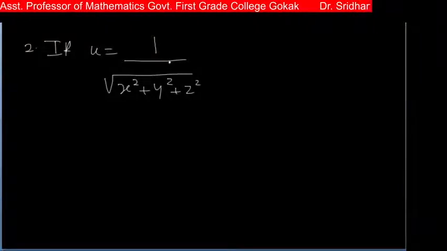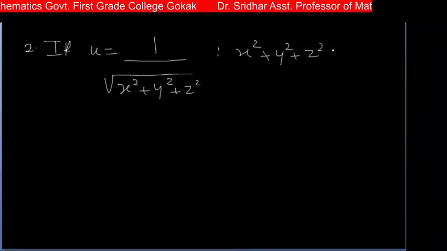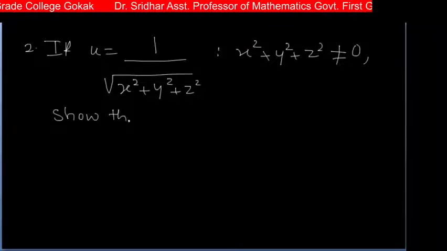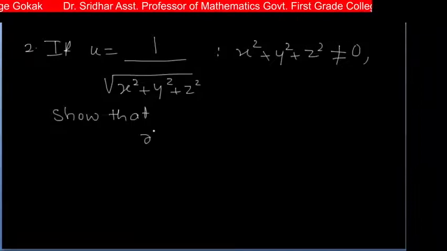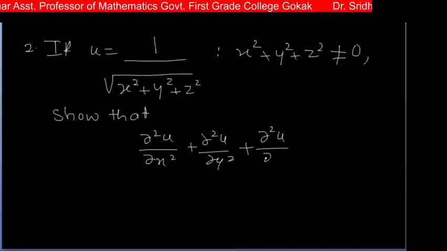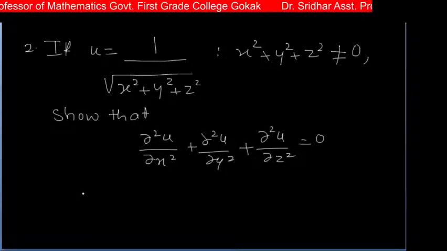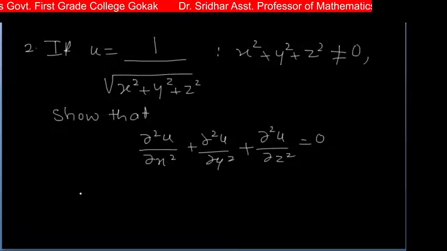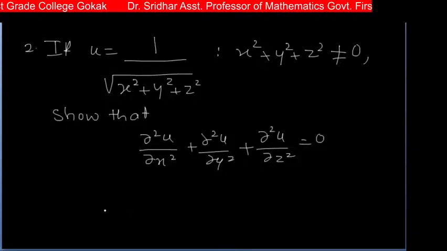If u is equal to 1 divided by the square root of x square plus y square plus z square, such that x square plus y square plus z square is not equal to 0, then show that dou square u by dou x square plus dou square u by dou y square plus dou square u by dou z square is equal to 0.